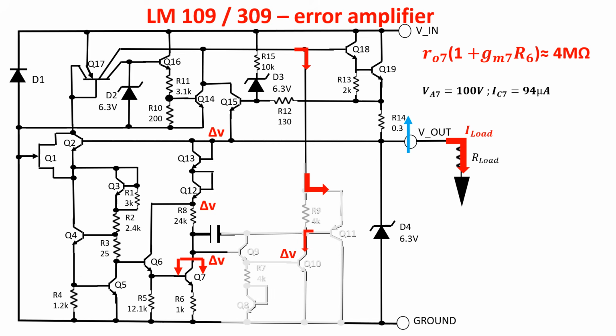Taking current from the collector of Q17, we prevent it to go to the base of the pass transistor, thus reducing the load current and pushing back to 5 V the output voltage. So a negative feedback is acting, and because we want this feedback negative, we add a compensation capacitor. I leave links in the description about negative feedback and compensation capacitor.